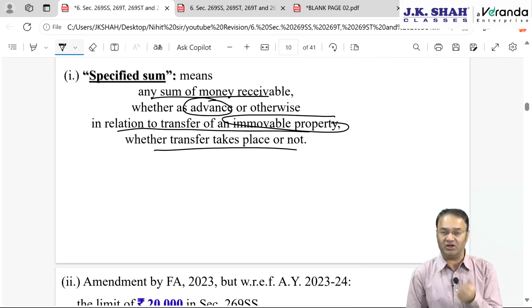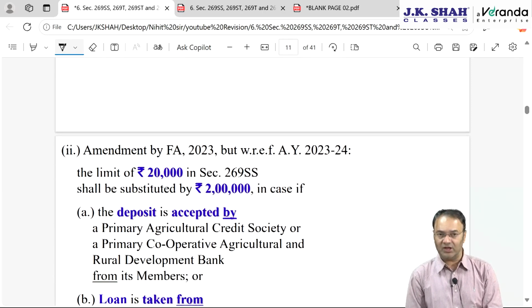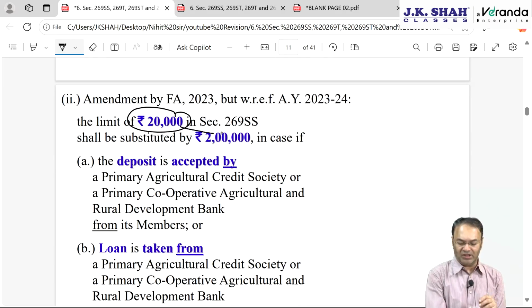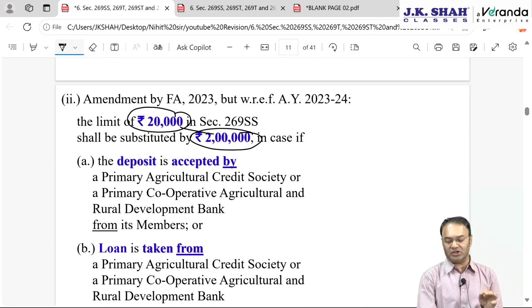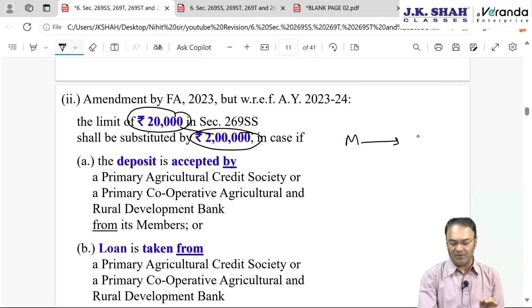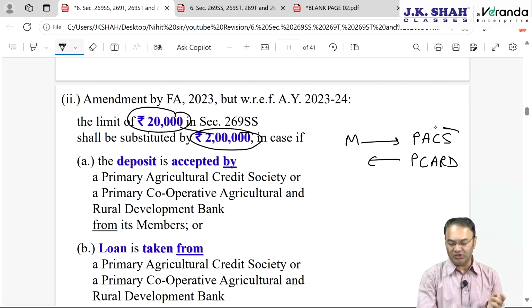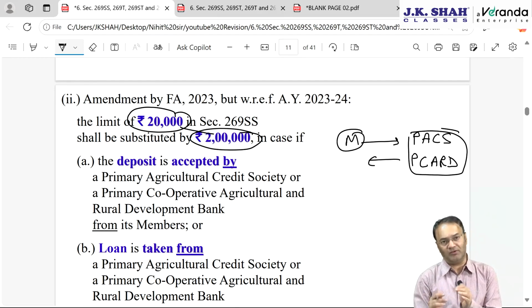So even if the transfer ultimately takes place and it's a genuine transaction, this restriction will still be applicable. Instead of 20,000, the amount shall be replaced by 2 lakh if the transaction is between members and a primary agricultural credit society or primary cooperative agricultural and rural development bank, PCARD bank or PACS. If these are accepting deposits from members, then the limit will be 2 lakh.